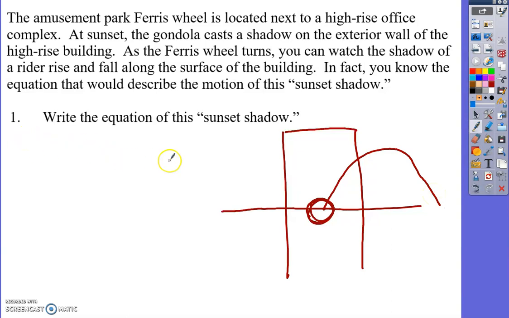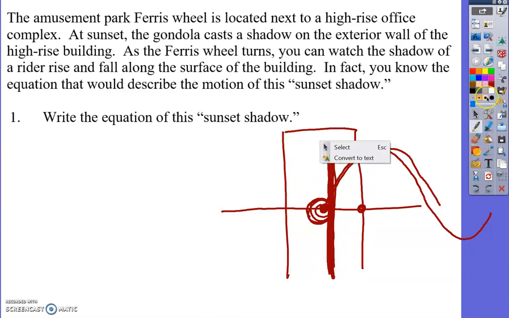So this one is the same thing as the distance above the ground, because the gondola on the building is going to go up and down and back up again, and it's not going to do this. It's going to just go up and down and back up again like that. That's what the shadow is going to be doing. But since that's a vertical movement, that is sine.